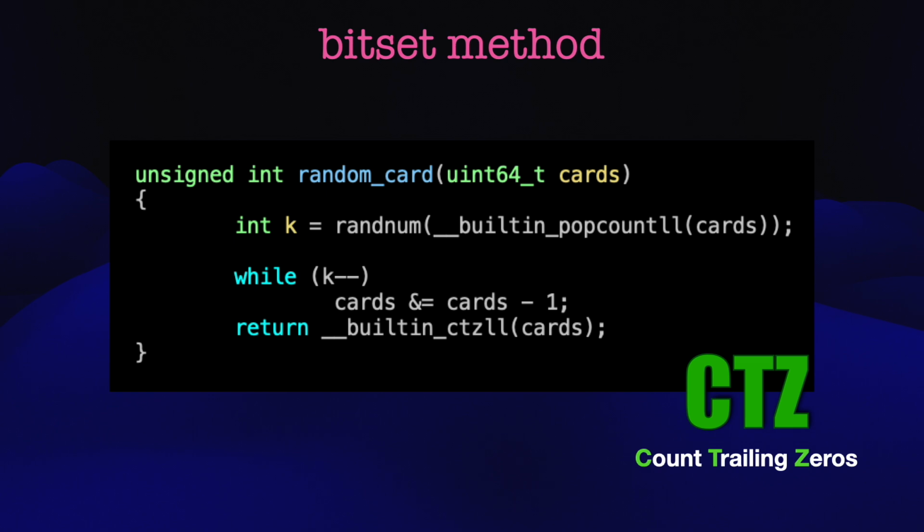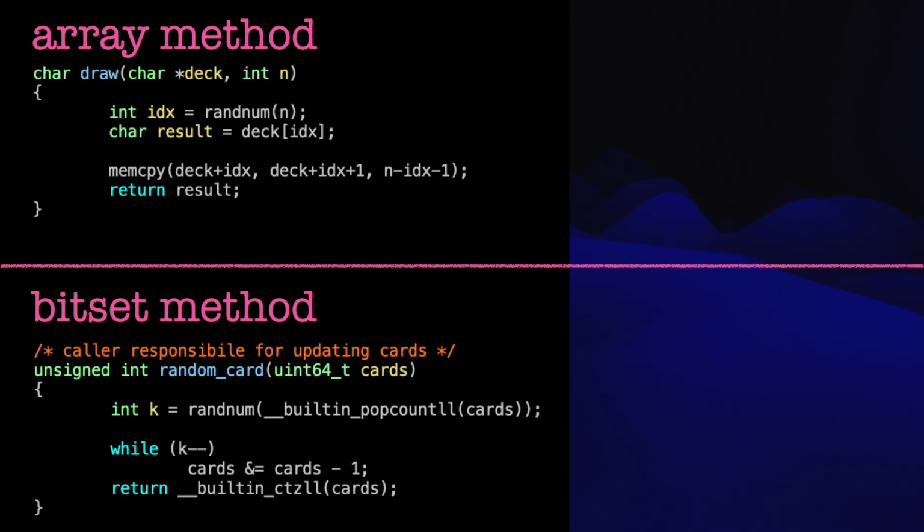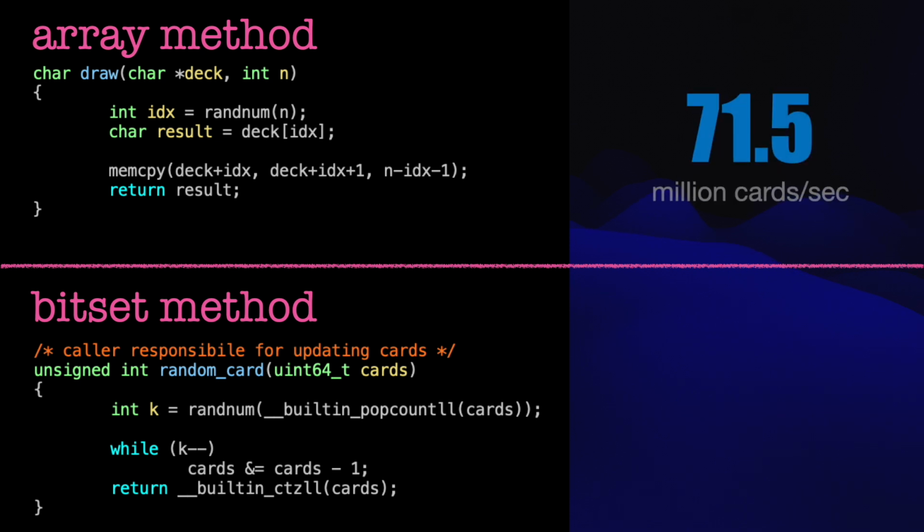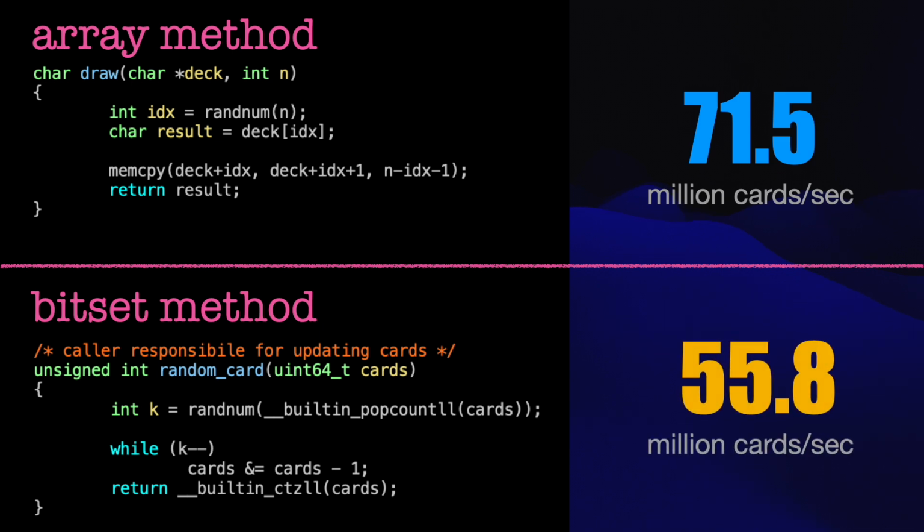Do you think this code is going to be faster or slower than the array method? I benchmarked both methods. The array function clocked in at about 71 million cards per second, and the bitset function was slower, only 55 million cards per second.